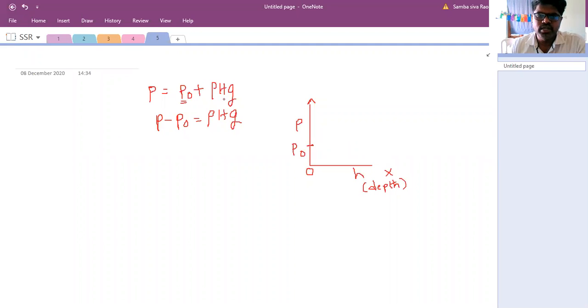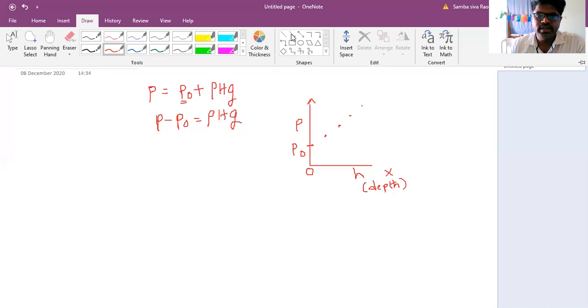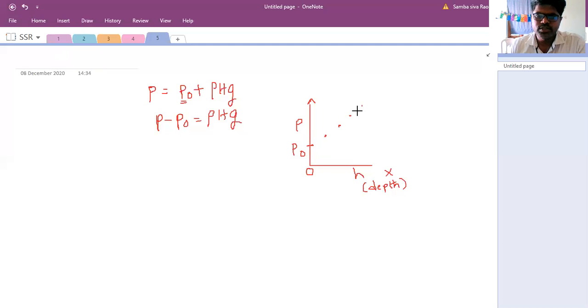Then what happens? Proportionally with respect to H, pressure is increasing. Let us say H value 1, 2, 3 like that. Then you can observe here, this graph shows a straight line from this point to this point like this. Are you clear this? It's about understanding the variation of pressure with the depth H. So the initial pressure at the topmost point is P naught. After that, pressure is increasing.